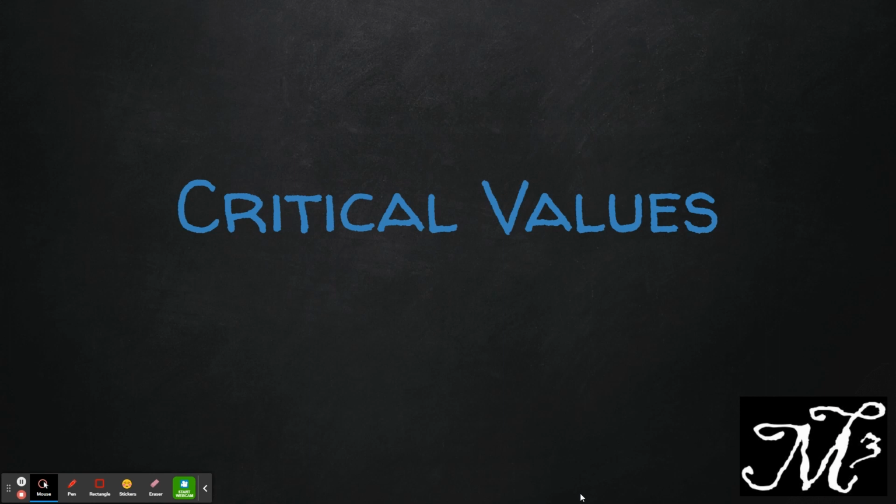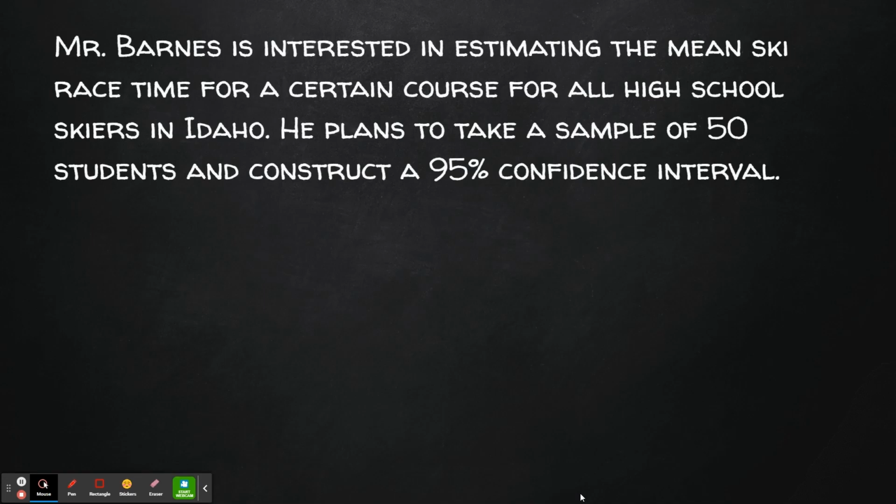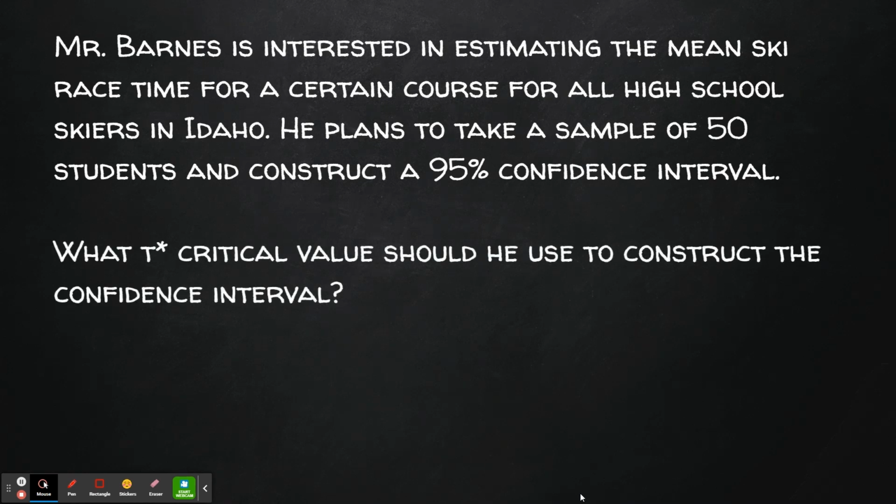Today, we're going to be talking about critical values. So Mr. Barnes is interested in estimating the mean ski race time for a certain course for all high school skiers in Idaho. He plans to take a sample of 50 students and construct a 95% confidence interval. What T-star critical value should he use to construct the confidence interval?